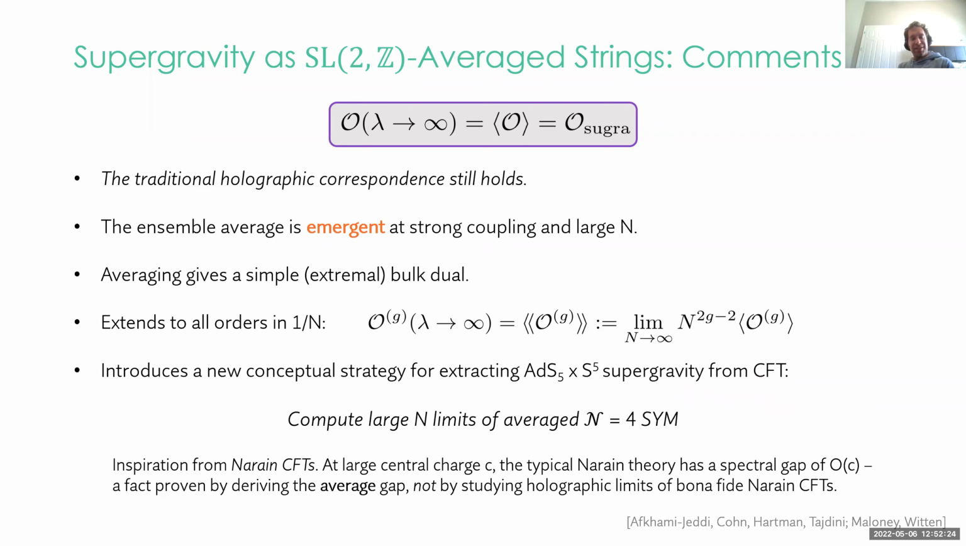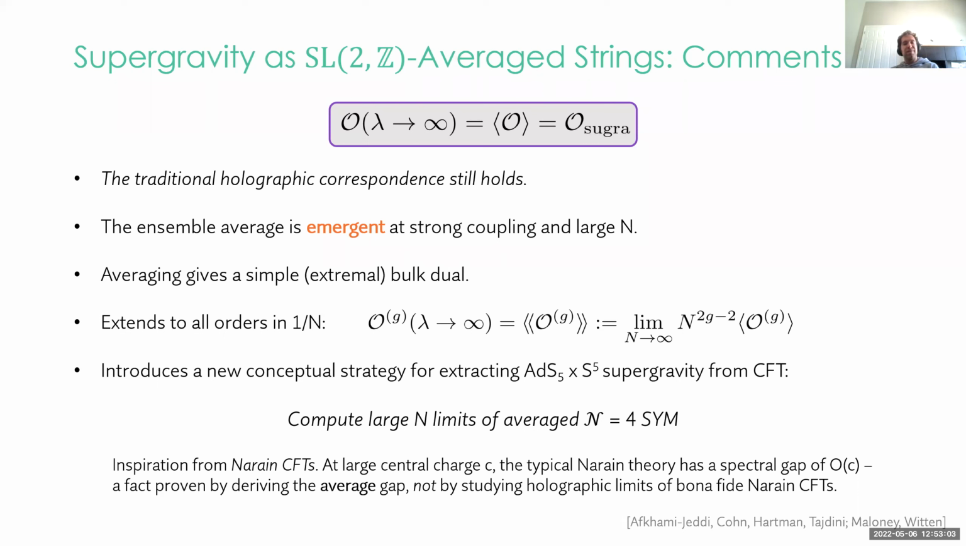The last comment I want to make is that it introduces a new possible conceptual strategy for extracting supergravity from the CFT, which is to say, instead of computing strongly coupled planar quantities, try to compute large N limits of averaged quantities. So you can imagine that there might be some way to compute averaged quantities as functions of N, and then the large N limits would give you the supergravity answer, which would be the same thing as a strongly coupled limit.